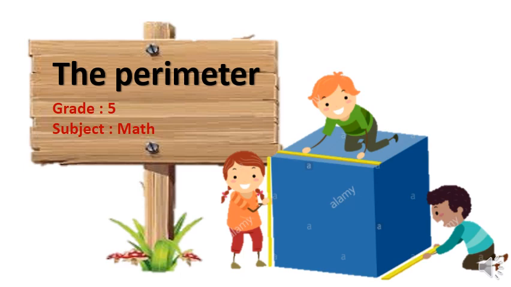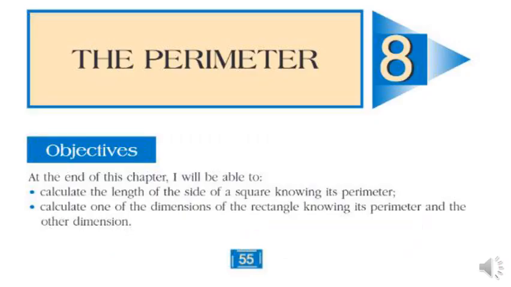Hello, grade 5. Today we are going to start a new lesson which is called the perimeter. The perimeter is lesson 8 in our book, which is page 55. In this lesson, you are going to be able to find the perimeters of a square and a rectangle. Then you are going to calculate the length of a side of a square knowing its perimeter, and to calculate the length or the width of a rectangle knowing its perimeter.